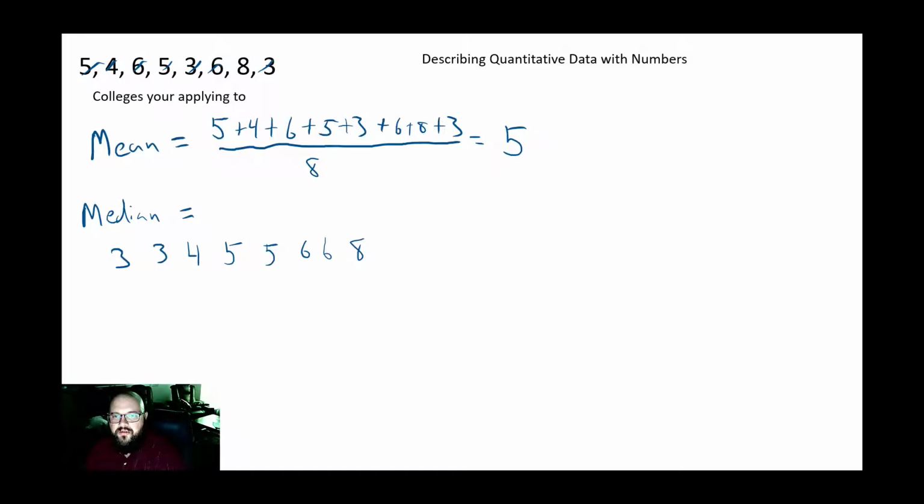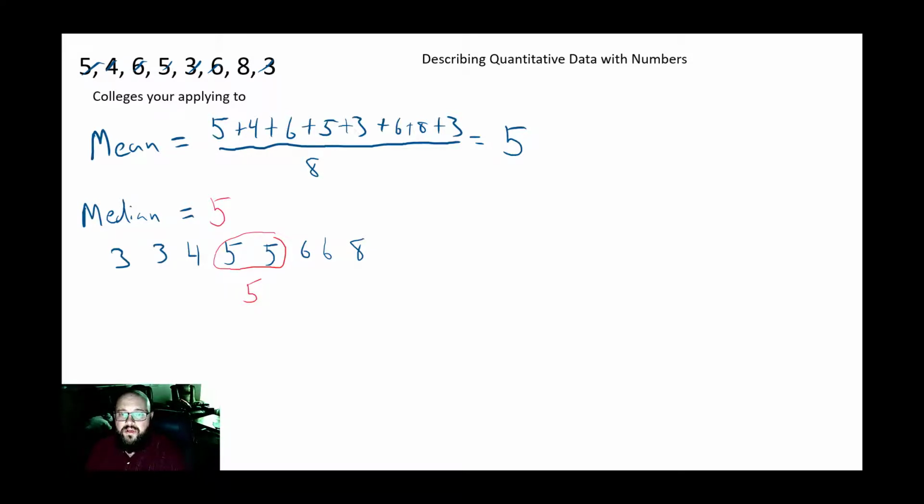If we count, we have 1, 2, 3, 4. Well, the middle, we don't really have a middle, right? We would need to calculate the middle. Since we have an even number of values, we take the middle 2 numbers, the 4th and the 5th number, add them up and divide by 2. In this case, hopefully you'll understand that it's simply going to give us a 5. So our median is going to be a 5.